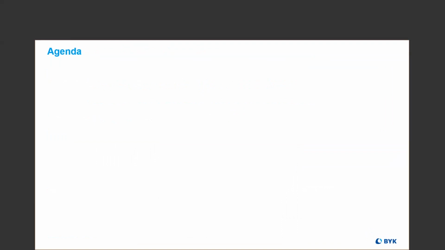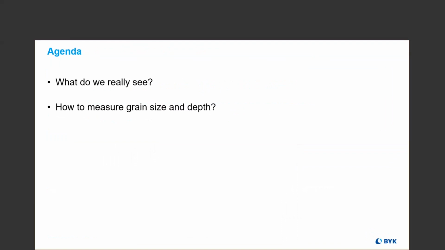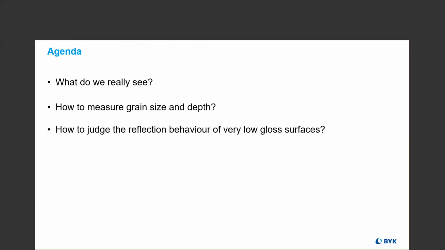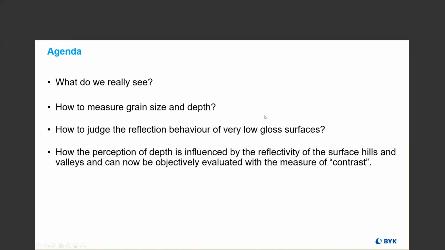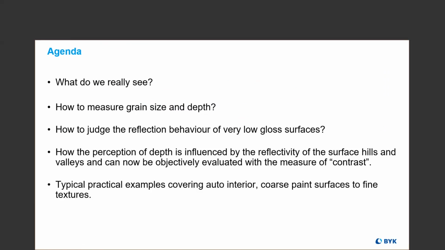So today's agenda includes what do we really see, how to measure grain size and depth, how to judge the reflection behavior of very low gloss surfaces, how the perception of depth is influenced by the reflectivity of the surface, hills and valleys, and can now be objectively evaluated with a measure of contrast. And we'll talk about some typical practical examples covering auto interior, coarse paint surfaces, and fine textures.